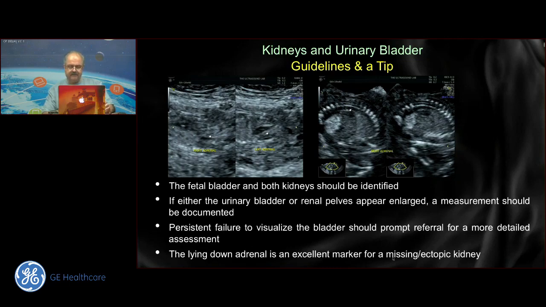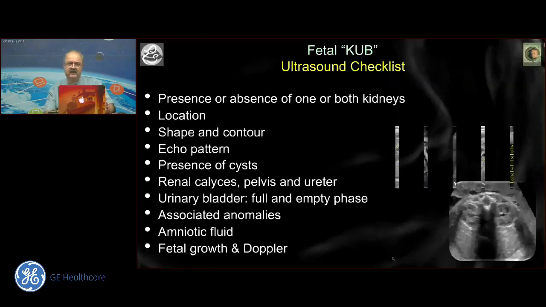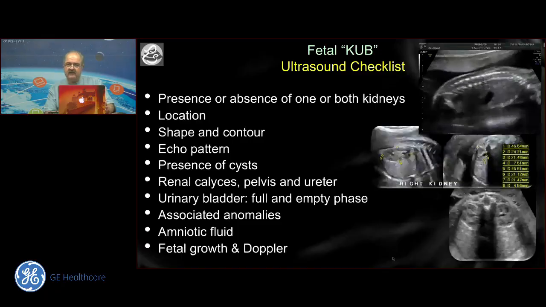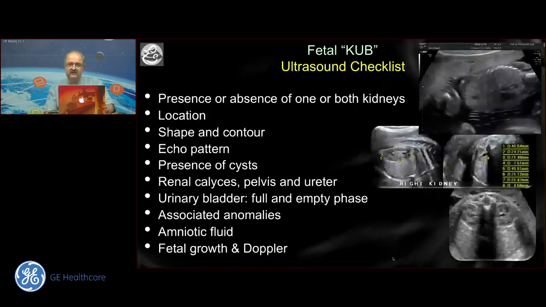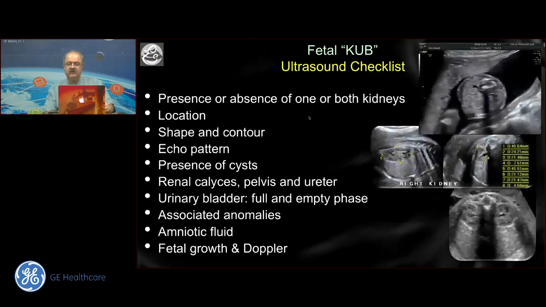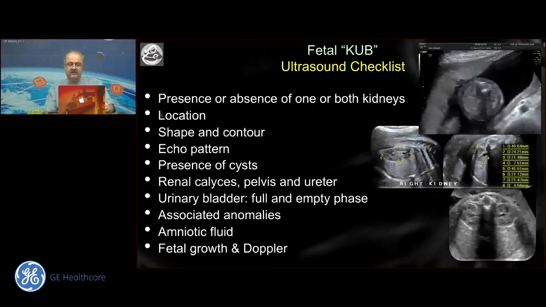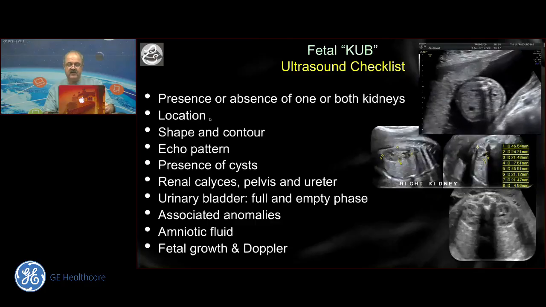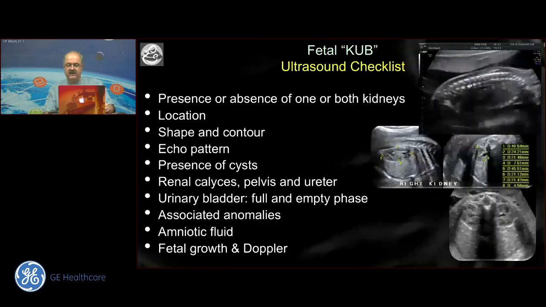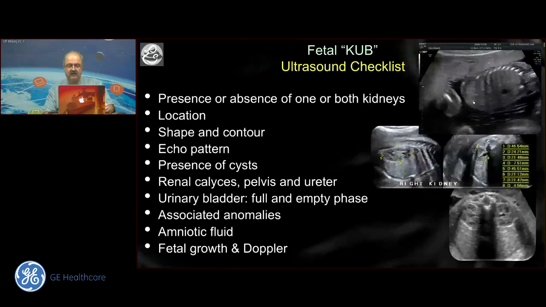When we look at a checklist, and I promise you this is not going to be an atlas, this is only going to be highlighting what we do currently. There is a checklist for the entire urinary system to be diagnosed: presence or absence of one or both kidneys, the location of these kidneys, shape and contour, which should be reniform, and the echo pattern. You should be able to recognize the kidneys quite differently in terms of echogenicity compared to the liver and the adjacent bowel.